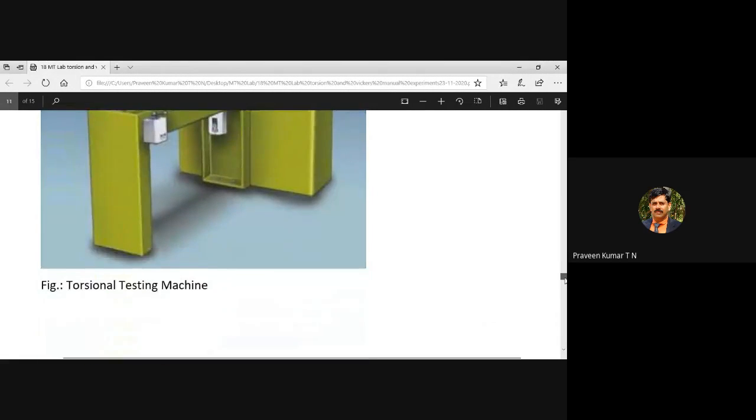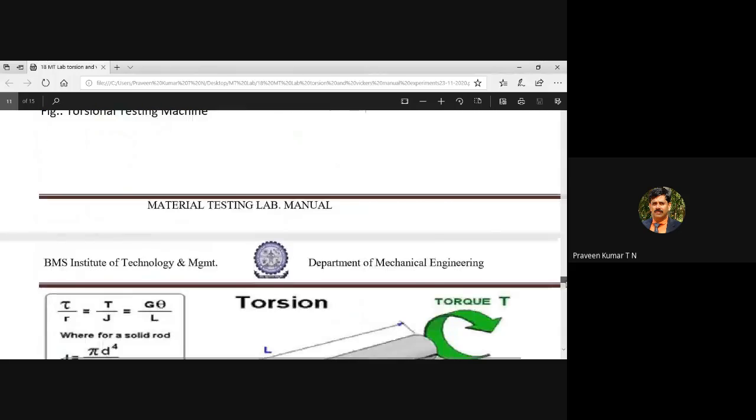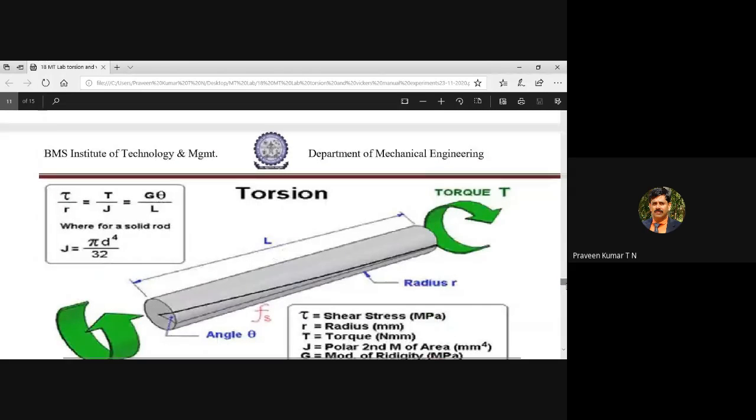So this is our actual torsion testing machine. You can see the videos, then you will understand better. So this is the basic theoretical concept behind torsional testing.